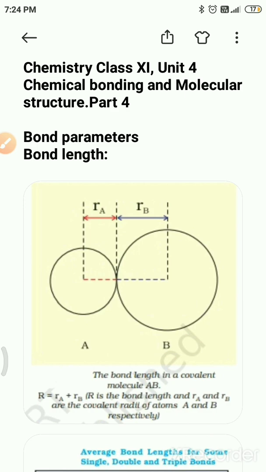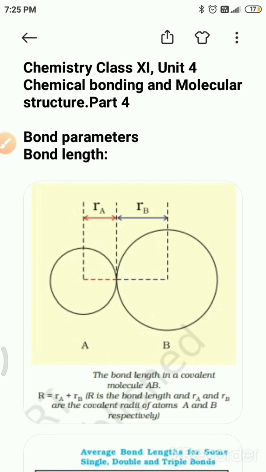So, bond parameters. What are the bond parameters? The bond parameters are bond length, bond angle, bond order, bond enthalpy, resonance structures, and bond polarity, or polarity of bonds. These are the points that come across under the bond parameters heading. Today we will cover 4 out of 5. First, number 1 is bond length.